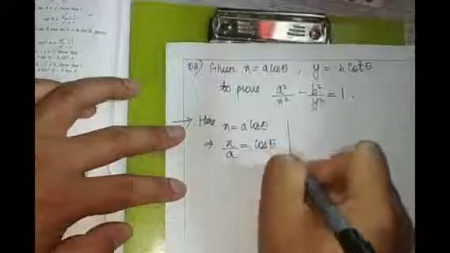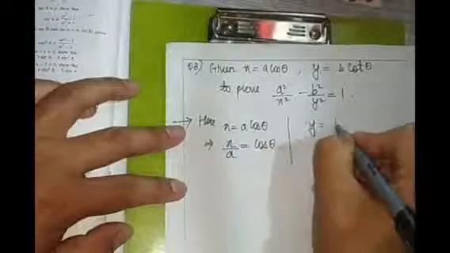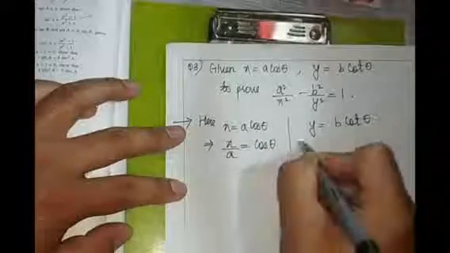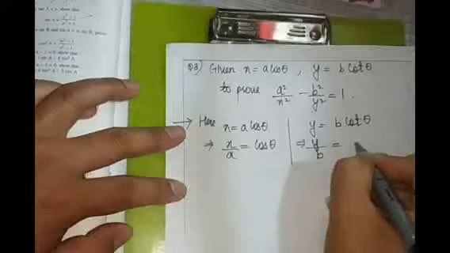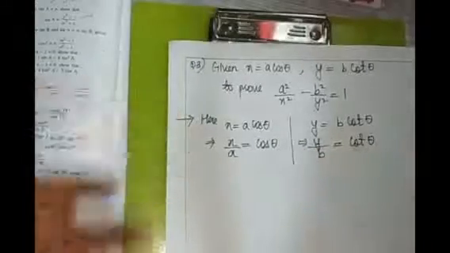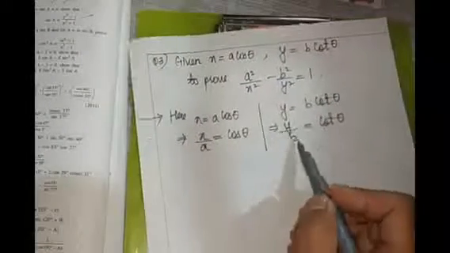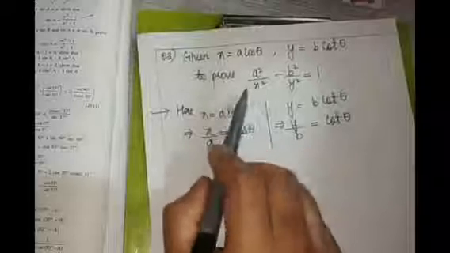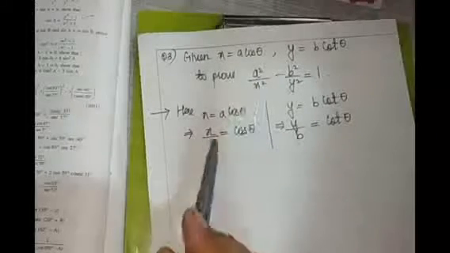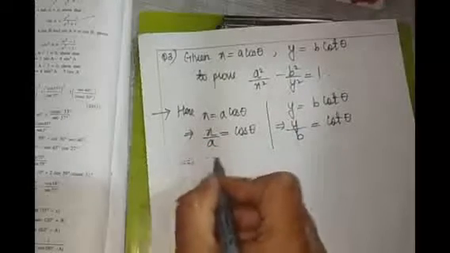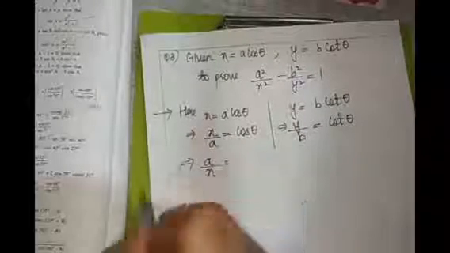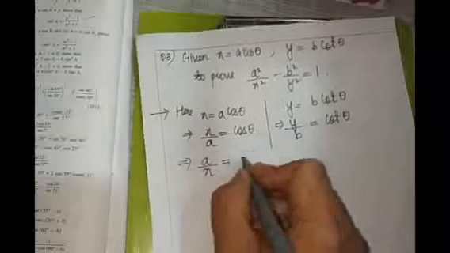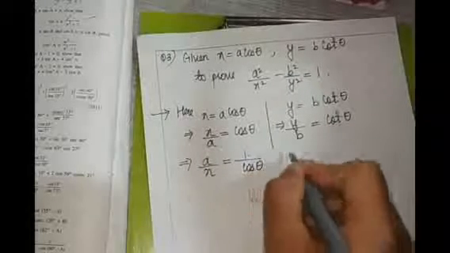Similarly, y is equal to b cot theta, so the value for y by b is equal to cot theta. This much is what we get from the given conditions, x by a, y by b. But in the left hand side, we need a by x, just the opposite of x by a. So I need to flip it. Once I take the reciprocal, a by x, the right hand side will also be the opposite of cos theta, which is 1 by cos theta.